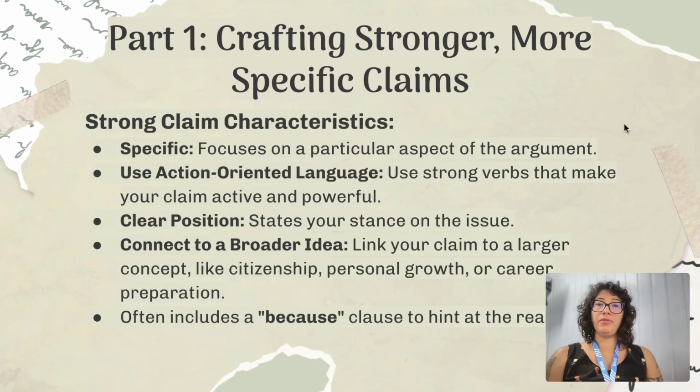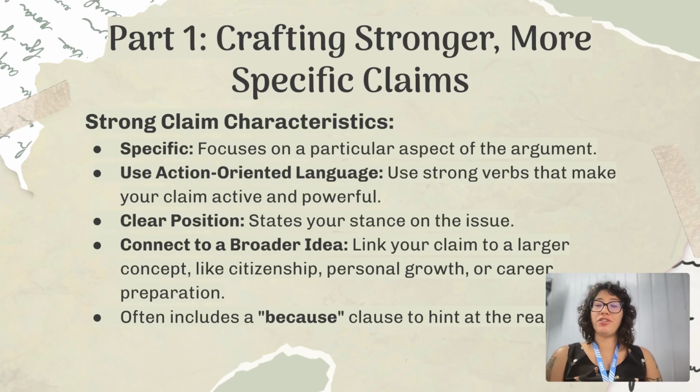All right, so part one, crafting stronger, more specific claims. Now, on the AP test, it is just 1 point to get the thesis statement, and it just needs to be defensible. However, we are also working to get that sophistication point, and so that means that every single sentence needs to be strong. And when we have a strong claim, it has to be specific, making sure that you're picking a particular aspect of the argument.